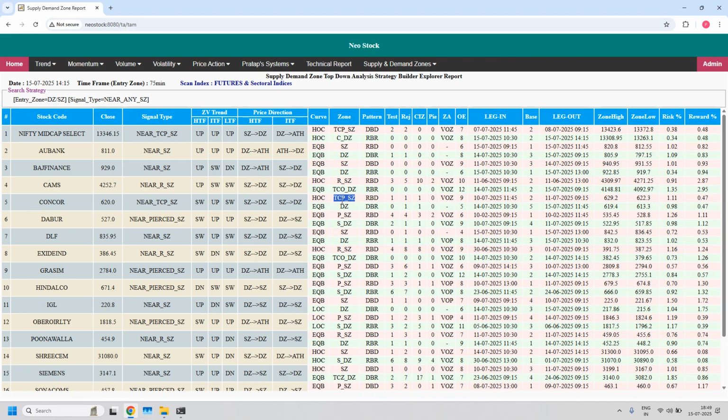Next one is Concor. Concor is having a 75 minutes high liquidity supply zone. Next one is Exide Industries. This is also a 75 minutes high liquidity supply zone. Next one is Poonawalla. Poonawalla is having a 75 minutes high liquidity supply zone.